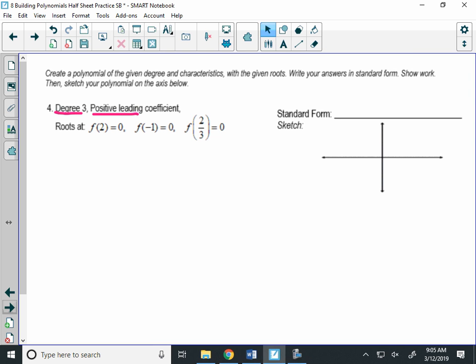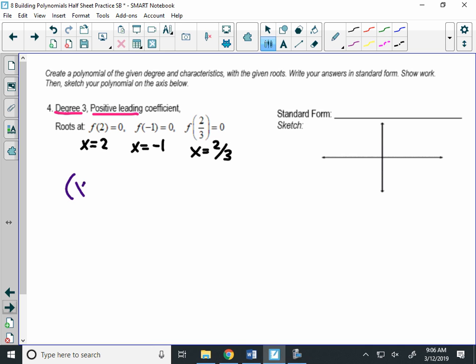Now, what I'm giving you in this function notation here is that there's an x-intercept at 2, an x-intercept at -1, and an x-intercept at 2/3. So from those x-intercepts, in order to get to standard form, we have to start with factored form. So you take the opposite of the 2 there. So the opposite of +2 is -2, which will be your factor. We only have it listed one time, so it has a multiplicity of 1.